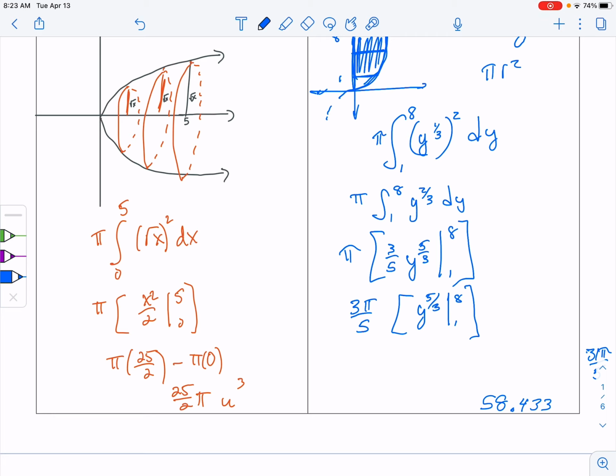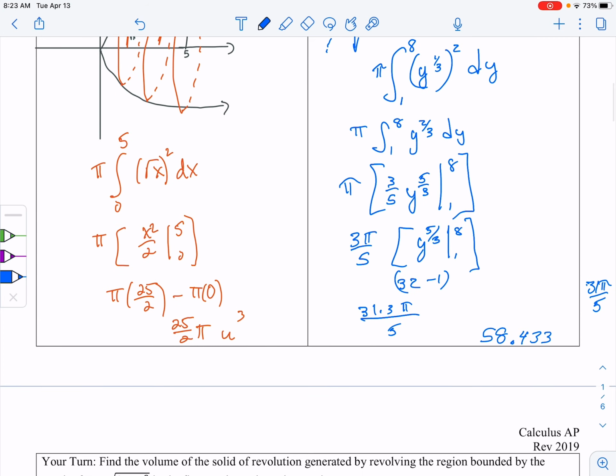Well, 8 goes in there, you get 2. The cube root of 8 is 2, to the 5th is 32. The cube root of 1 is 1, to the 5th is 1. So I end up with 31 times 3 pi over 5, which is what? 93 pi over 5, which I'll put in my calculator and you get that. But this is a good answer. It's exact. Leave that. Okay, I like exact.